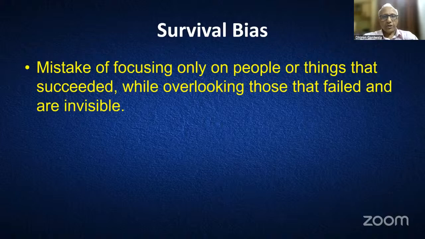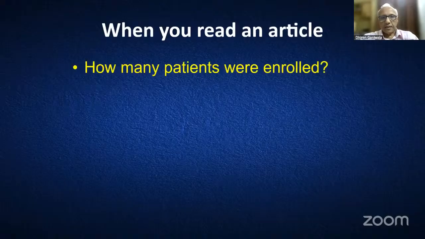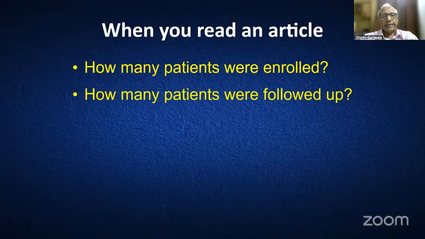Survival bias is the mistake of focusing only on people or things that succeeded while overlooking those that failed or those who are not visible. So whenever you read an article, the question is how many patients were enrolled and how many patients were followed up. If there is a big difference between the two, as I showed in the example, then you have to discard the result of that treatment.